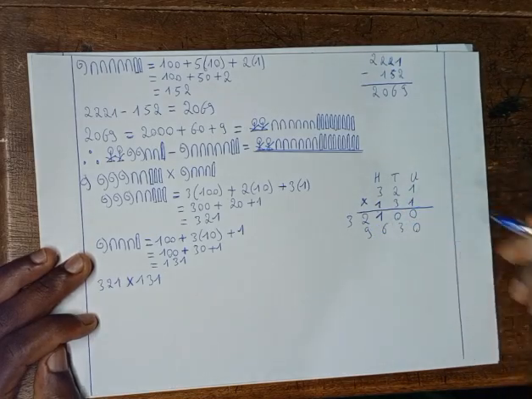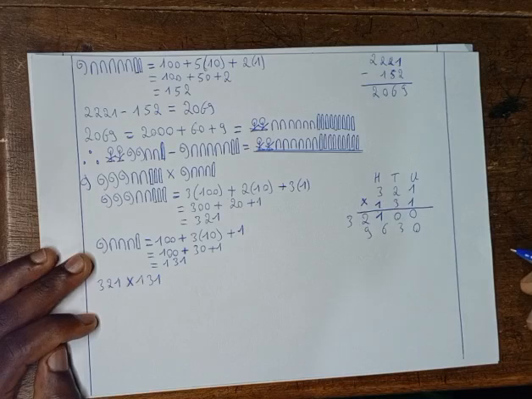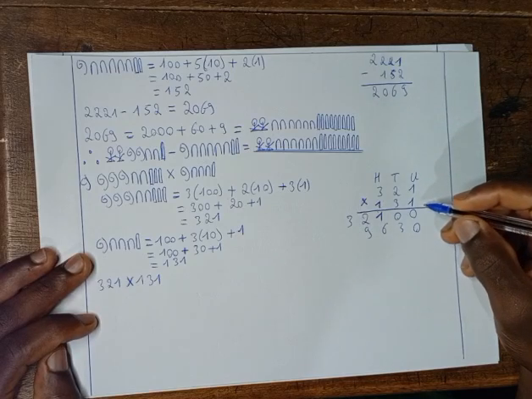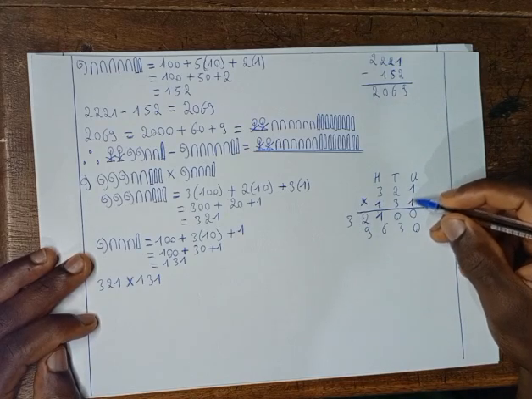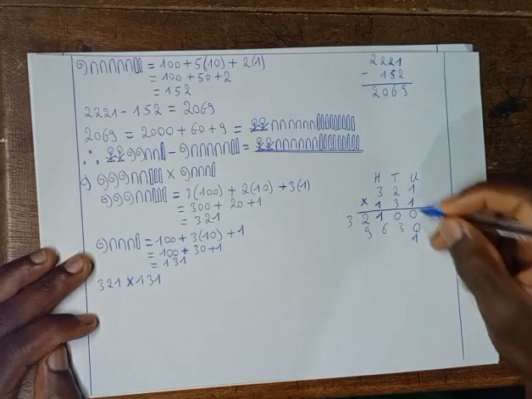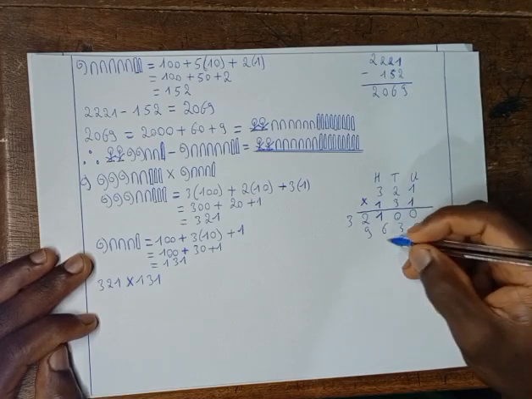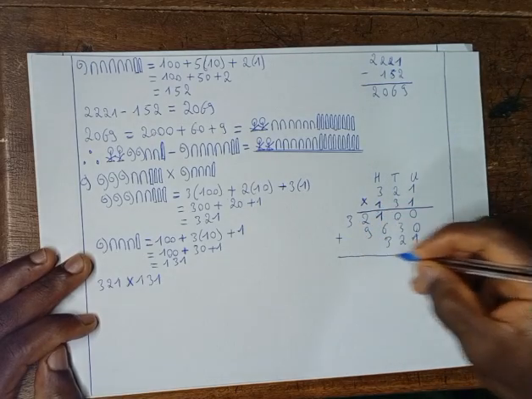Then I'll move now to the lower place value, which is units. Under units, I have 1. So I'll take 1 times 1 gives 1. I'll write 1 here. 1 times 2, 2. 1 times 3, 3. Then I'll add.